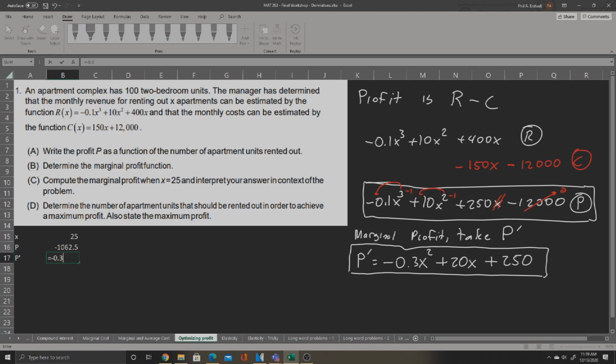To get the marginal profit, we can enter the marginal profit equation, negative 0.3 times x squared plus 20 times x plus 250. So that means once we've rented out 25 apartments, we get a profit of $562.50 on the 26th.